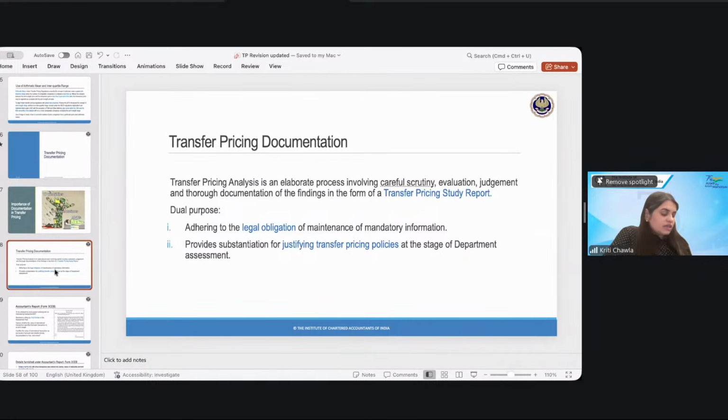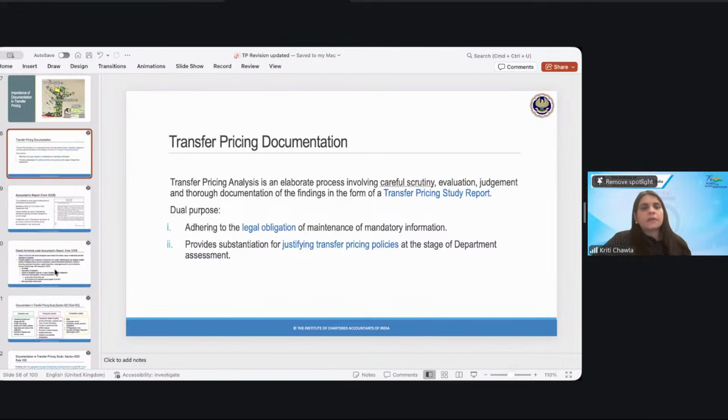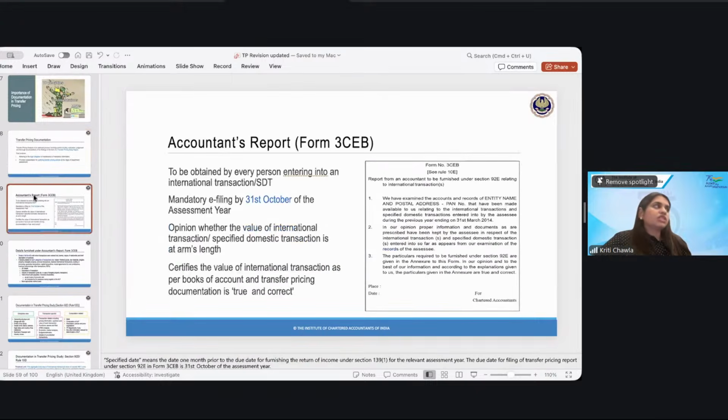So there is a dual purpose of this particular documentation, the transfer pricing study report. One, it helps you to adhere to the legal obligation of maintenance of mandatory information. And then if there is a department assessment, it substantiates for justifying the transfer pricing policies. So this is the dual purpose that it basically performs. Now, as far as transfer pricing documentation is concerned, there is something called an accountant's report. This is coming from Rule 10E, Section 92E. They talk about something called an accountant's report.